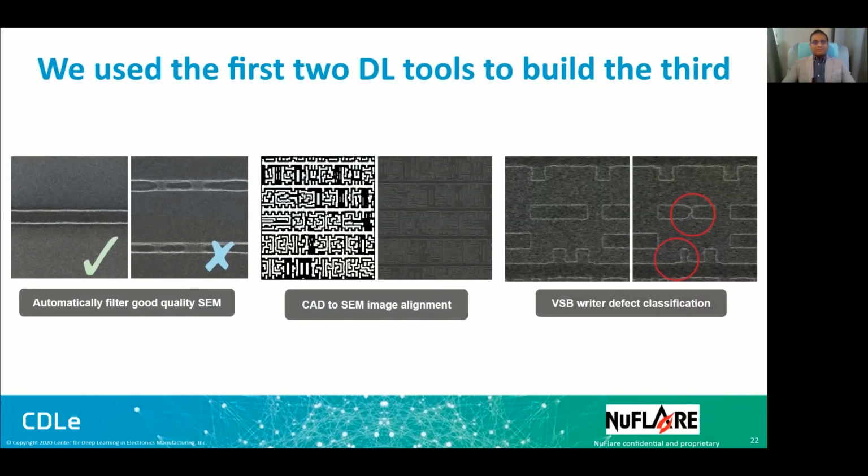Another thing I would like to mention here is that we use the first two deep learning tools to build this one. We use the filter and the image alignment for the third one. It's kind of building a deep learning tool stack, one on top of the other.